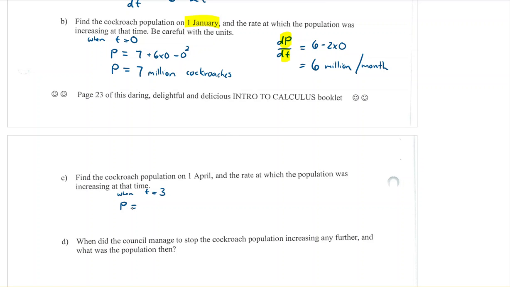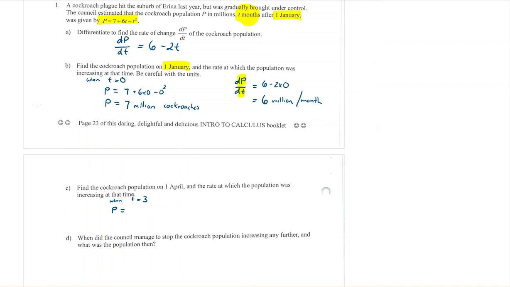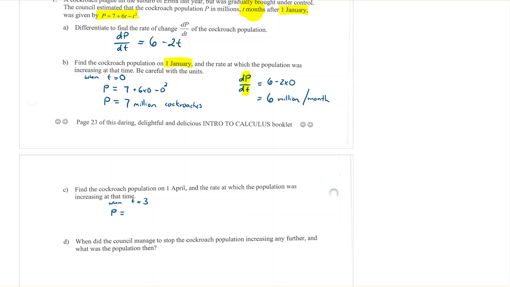So p equals, or if I shrink it down, you'll be able to see it. There it is. 7 plus 6t minus t squared. So that will be 7 plus 6 times 3 minus 3 squared. I think that's 16 million. Okay, so we started off at 7 million. Our cockroach population has grown to 16 million.